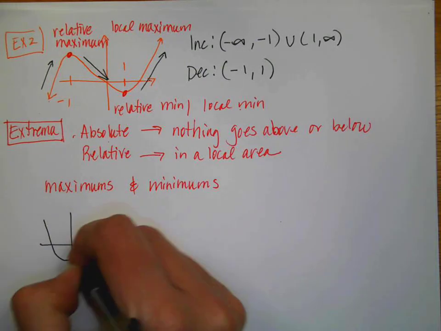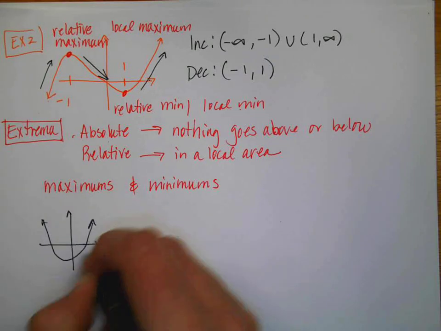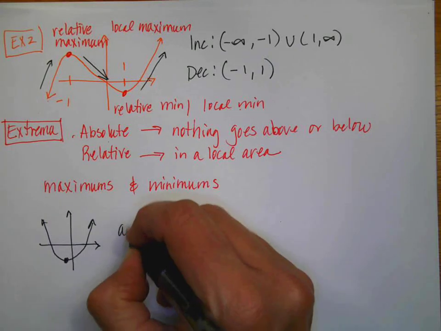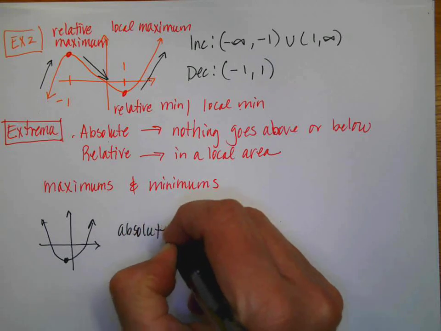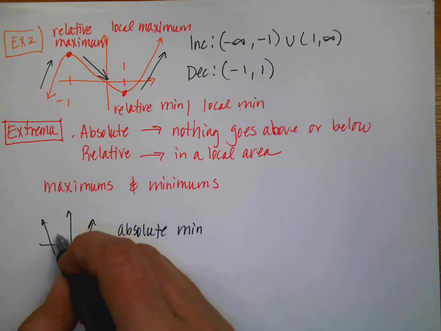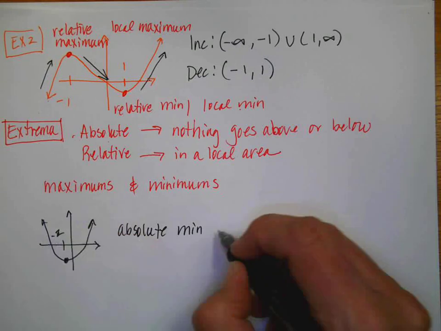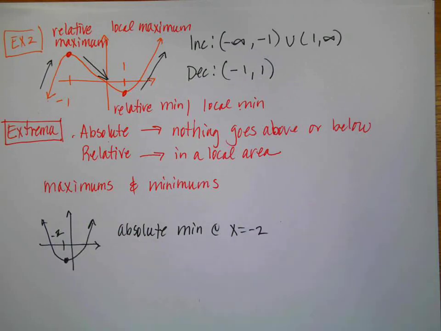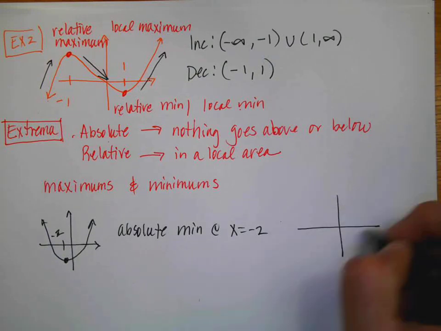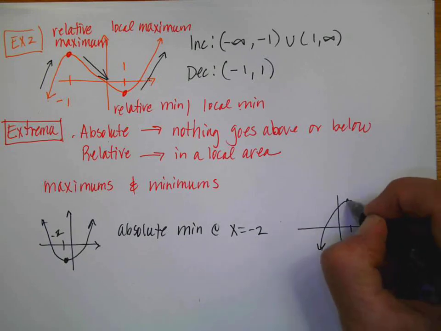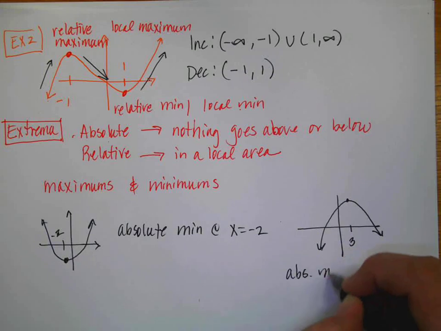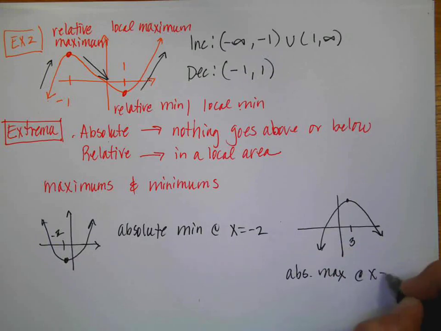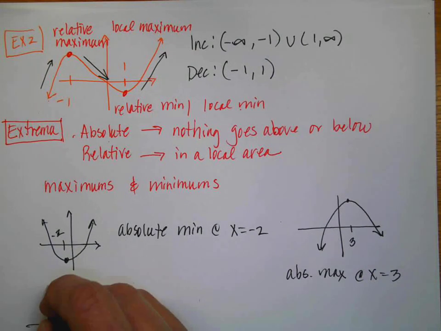All right? So let's look at another couple of graphs. So let's say I have a cute little parabola. It has an absolute minimum. And then typically, let's say this is at -2, I would say at x is equal to -2 because often they want to know where that occurs. Let's do a different one over here. So maybe I have an upside down parabola and that point is at 3. This would be an absolute maximum at x is equal to 3.